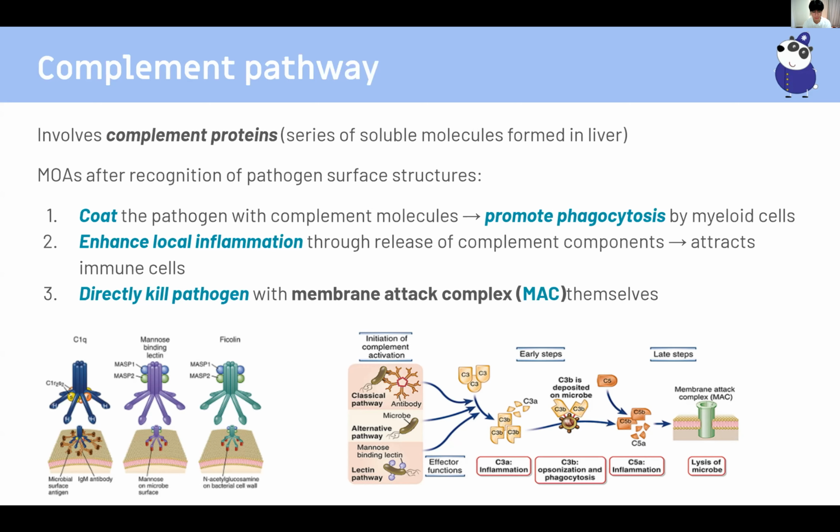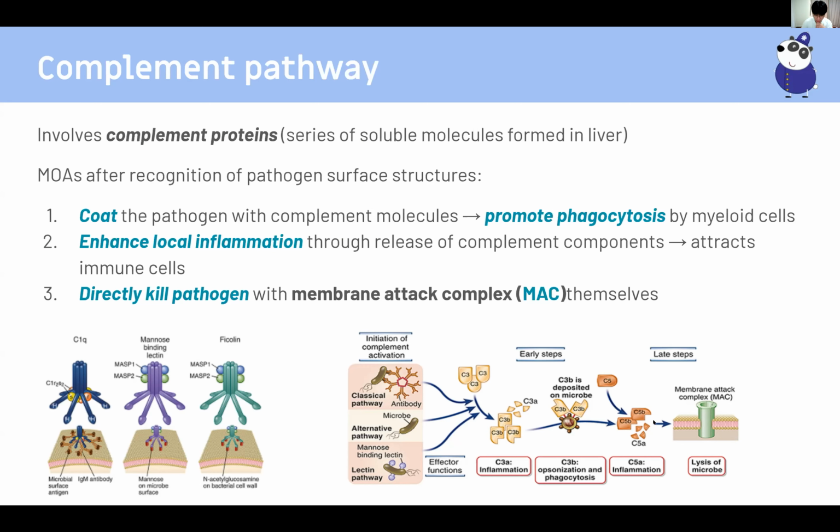One, coat the pathogen with the complement molecules, so it's easier for phagocytosis because it allows the immune cells to see that this cell is infected because there are complement molecules around it. Secondly, it can enhance local inflammation through the release of complement proteins, and this will attract more immune cells, hence a better outcome. Or third, you can have direct killing of the pathogen with the membrane attack complex, or MAC.